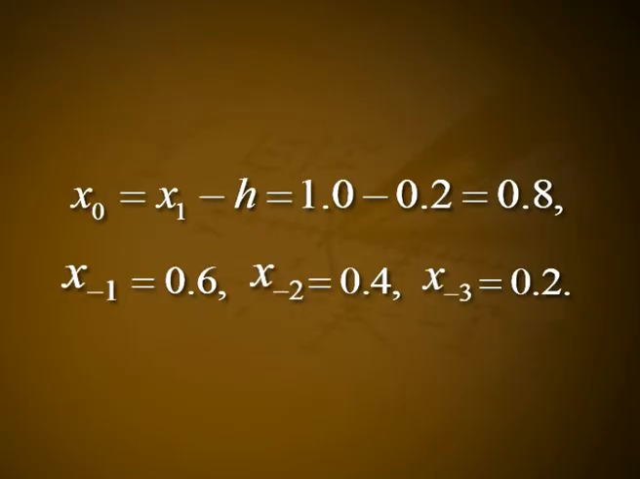Step 2. Determination of y(1.0). Take x_1 = 1.0, h = 0.2, hence x_0 = x_1 - h = 1.0 - 0.2 = 0.8, x_{-1} = 0.6, x_{-2} = 0.4, x_{-3} = 0.2. The starter values are y(0.8), y(0.6) and y(0.4).